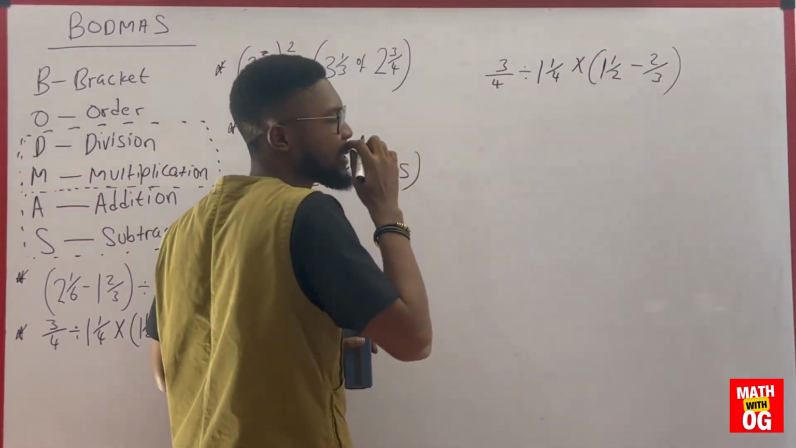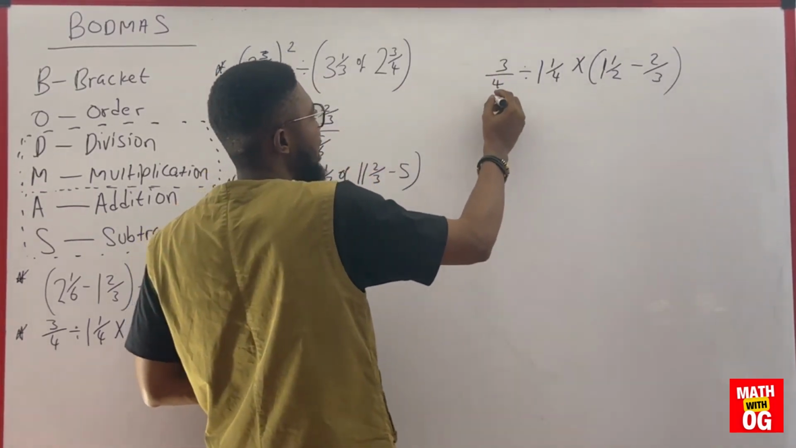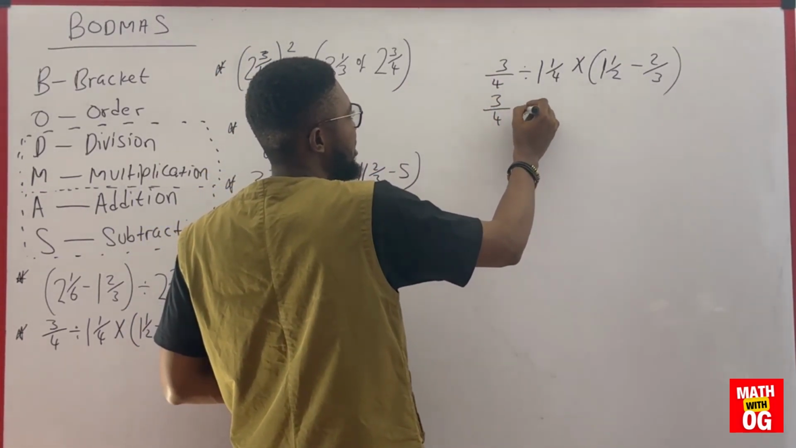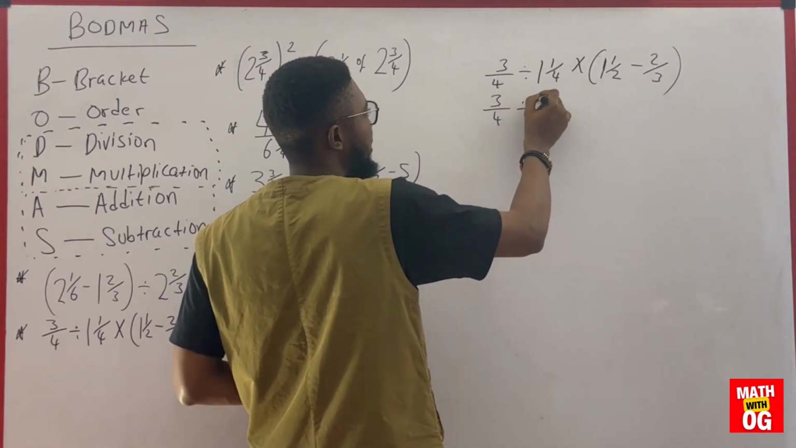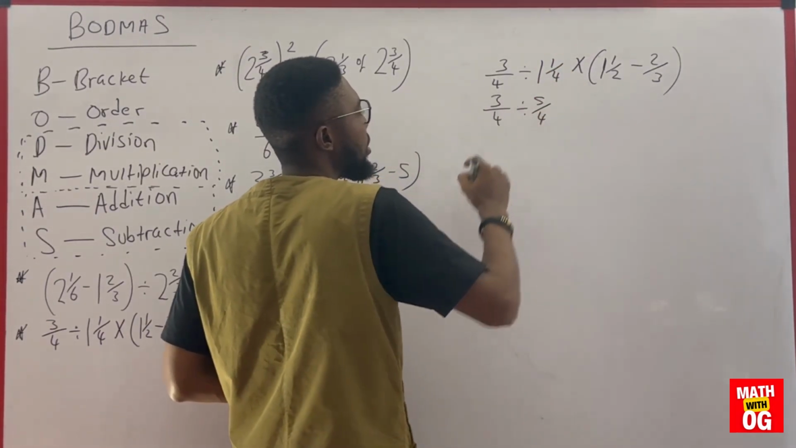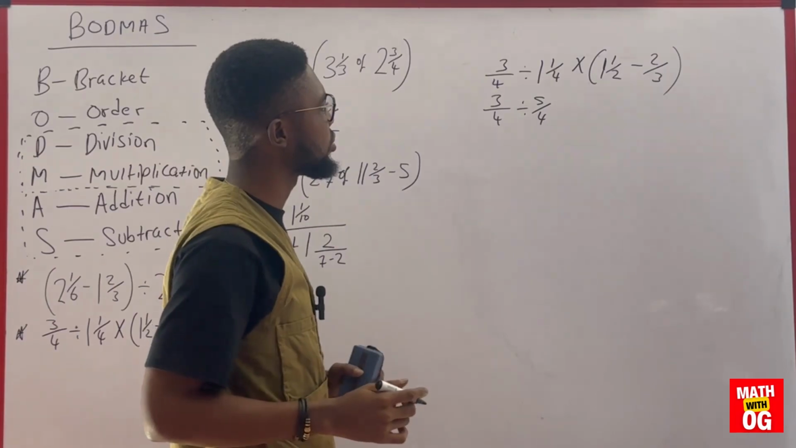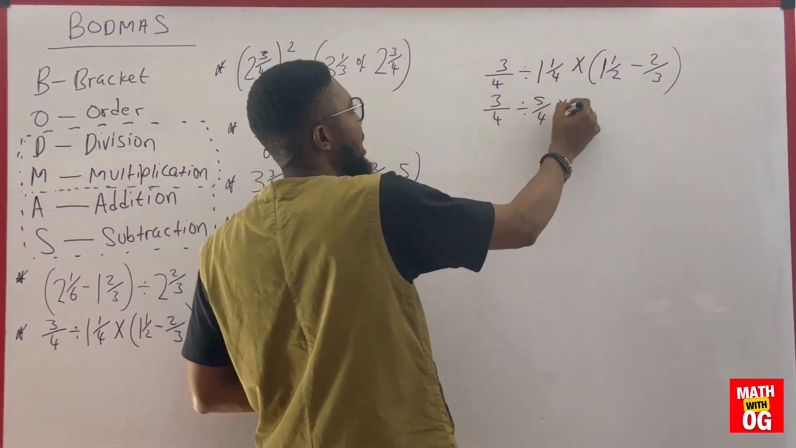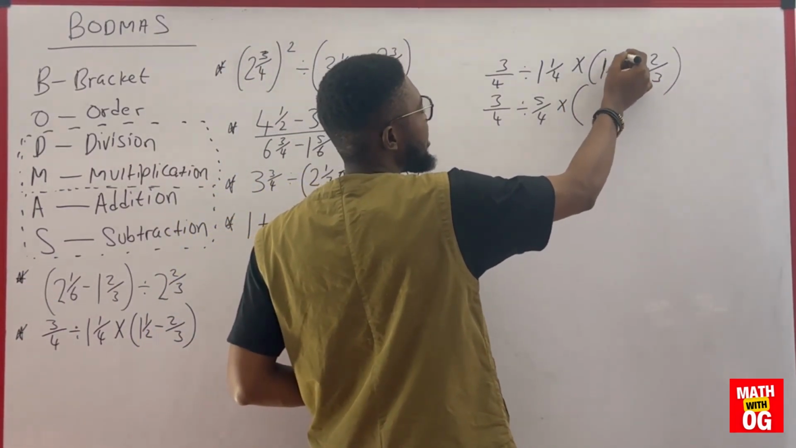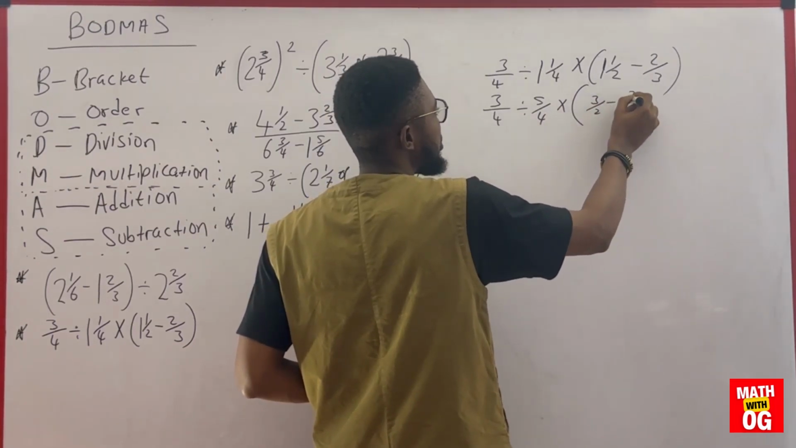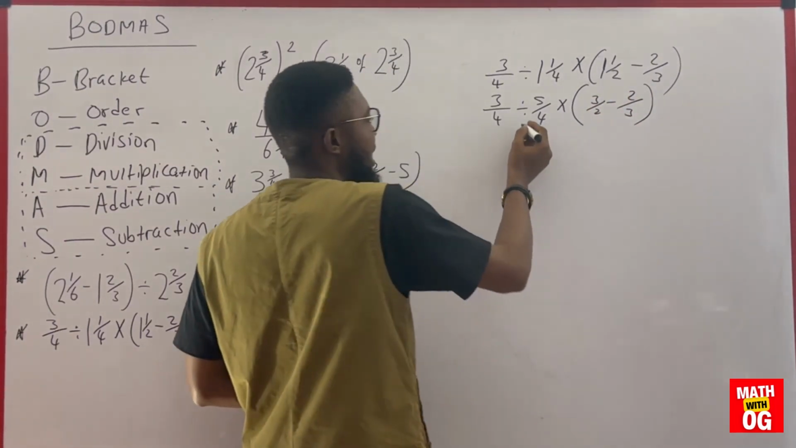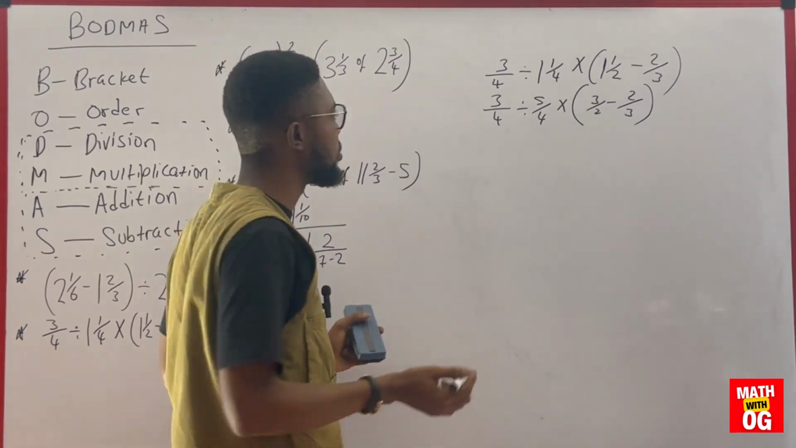So I can solve what is inside the bracket first. So let's drop this guy. 3 over 4, dividing 4 times 1 is 4 plus 1, 5. So I just simply change this mixed fraction to improper fraction, multiplying what I have here. This is 3 over 2 minus 2 over 3. So I can change this guy to multiplication. I have not done anything.